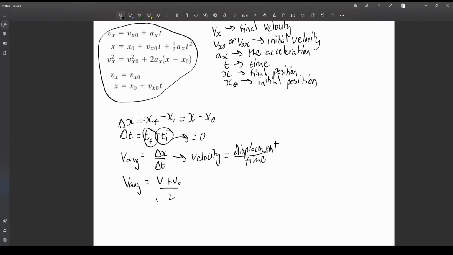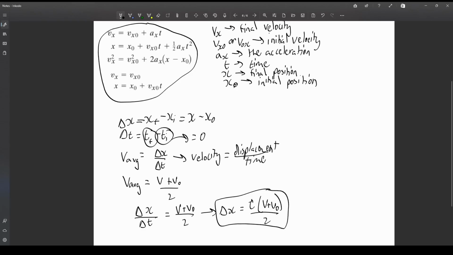And using both of these equations, you can also come up with this new equation. So let's try it out. And look at that. We just got a new equation for what delta x is equal to.